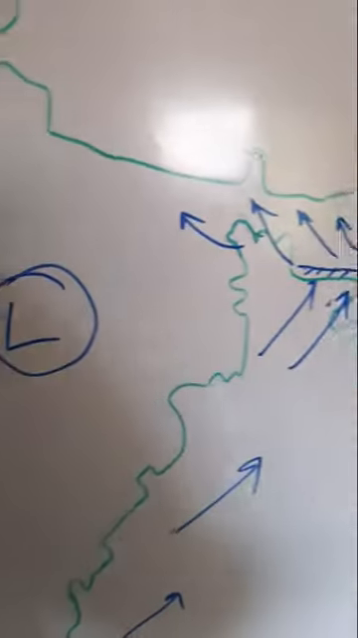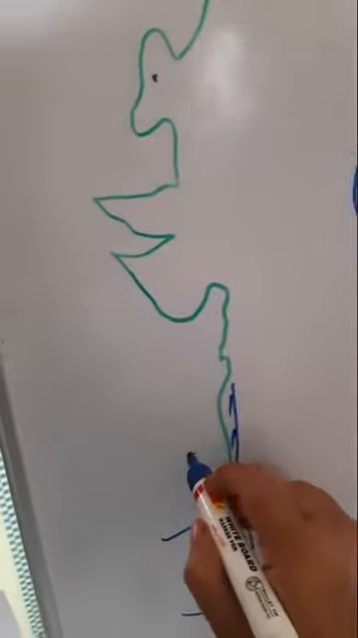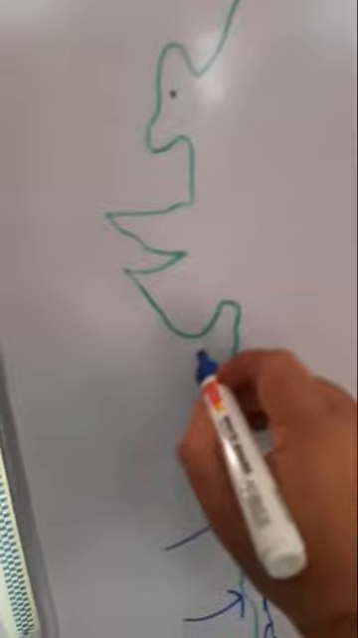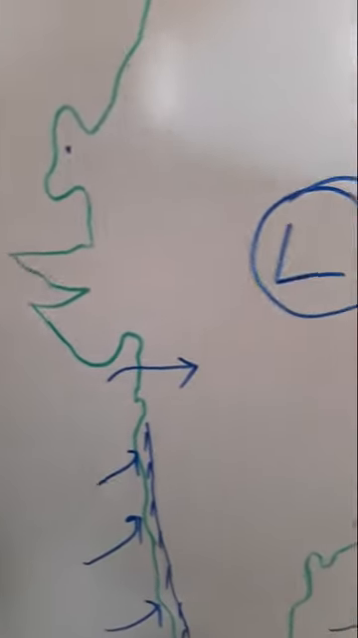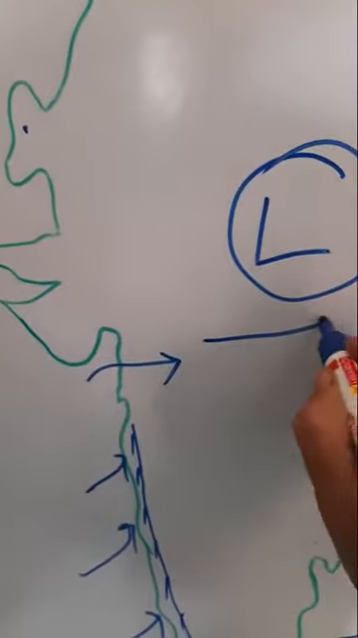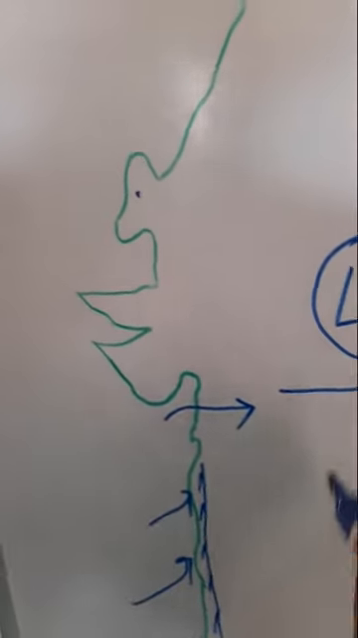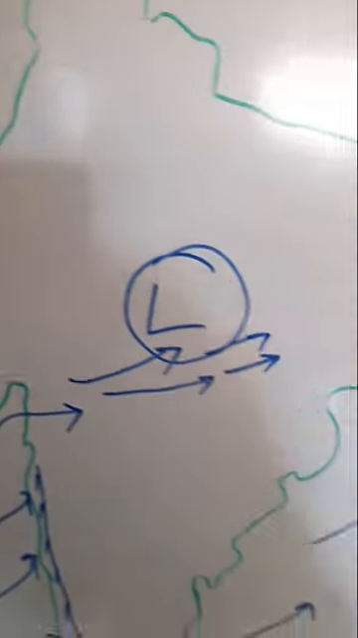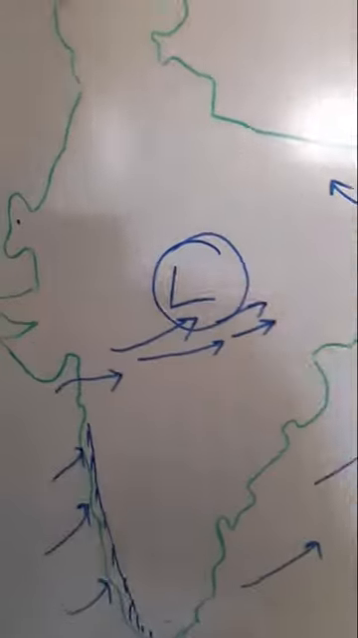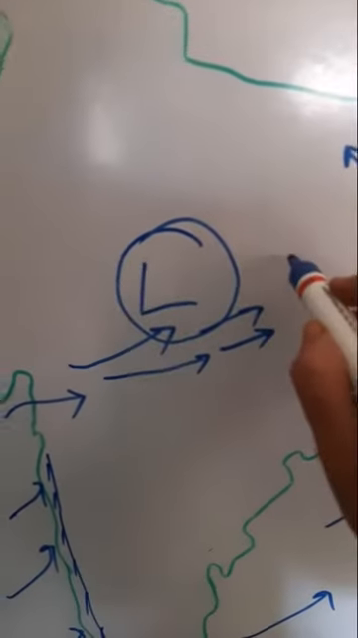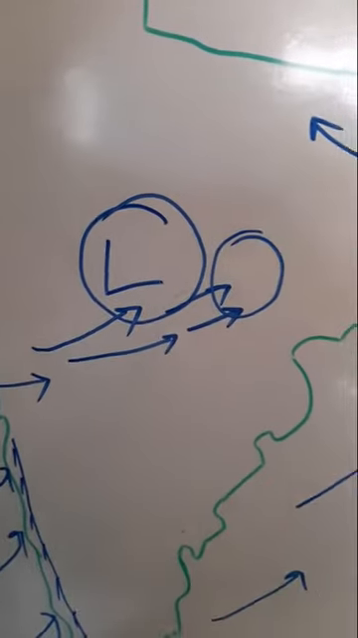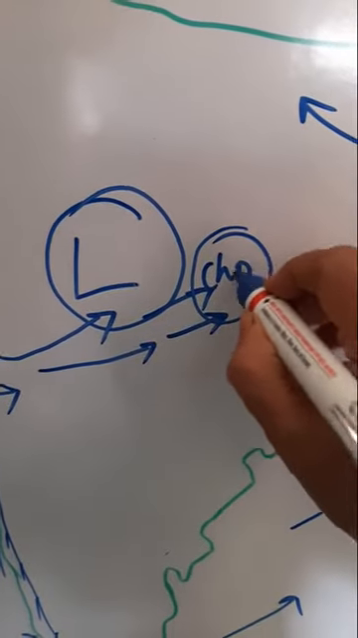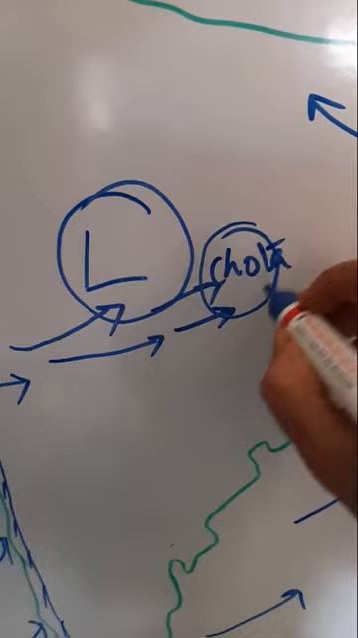Then we have this Arabian Sea branch, which also gets divided into two. One of them moves between the Vindhyas and Satpuras and enters central India. They are attracted towards the low pressure system that prevails in central India. They give rainfall to this part. Okay, it is our Chota Nagpur plateau. This portion is our Chota Nagpur plateau.